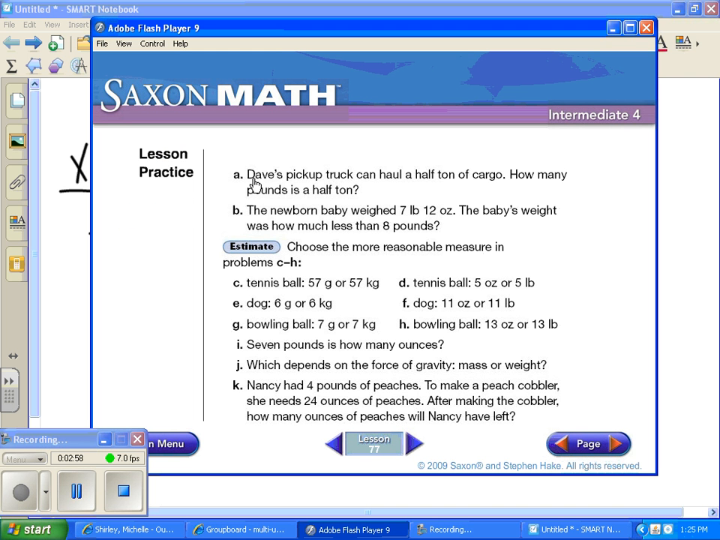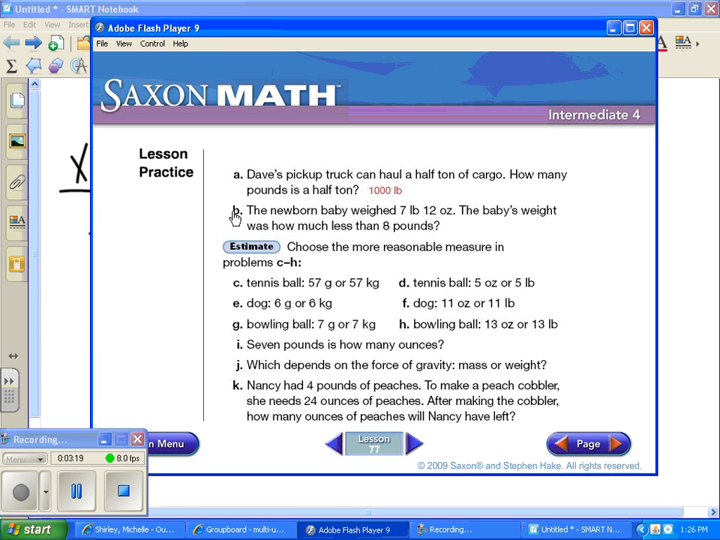Let's do some more practice. Dave's pickup truck can haul a half-ton of cargo. Now remember, a ton is 2,000 pounds. So how many pounds is a half-ton? 1,000 pounds.